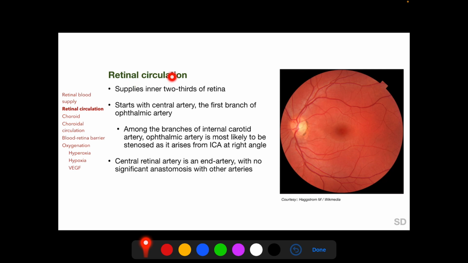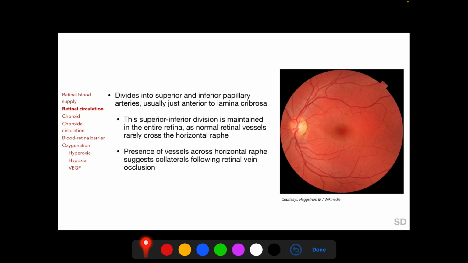The retinal circulation thus supplies the inner two-thirds of the retina and starts with the central retinal artery, which is the first branch of the ophthalmic artery. The central retinal artery is an end artery with no significant anastomosis with other arteries. The central retinal artery divides into superior and inferior papillary arteries anterior to the lamina cribrosa of the optic nerve head. This superior-inferior division is maintained in the entire retina, as normal retinal vessels rarely cross the horizontal raphe.